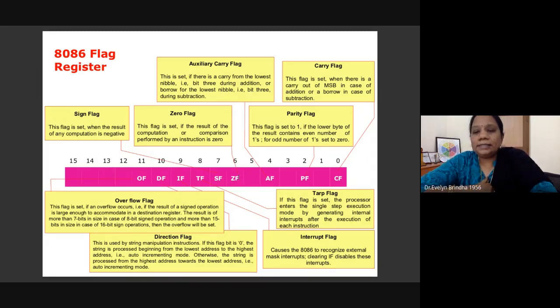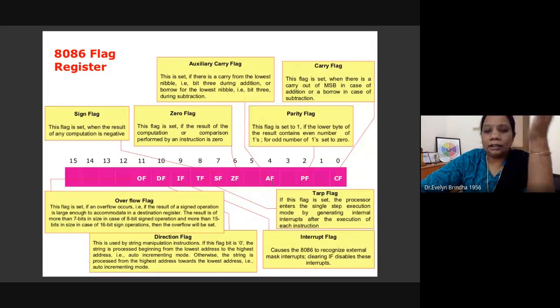Okay. Next we have something called the parity flag. Before that, we also have something called auxiliary carry. So what is the difference between carry and auxiliary carry? Carry is the end carry. When you add two numbers, finally you will get a carry, right? The end carry is called the carry. That is the CF.